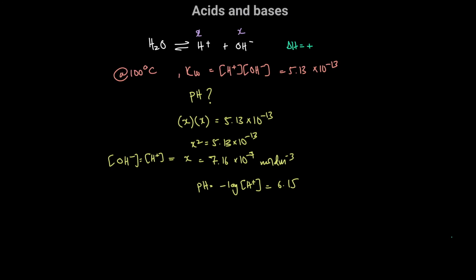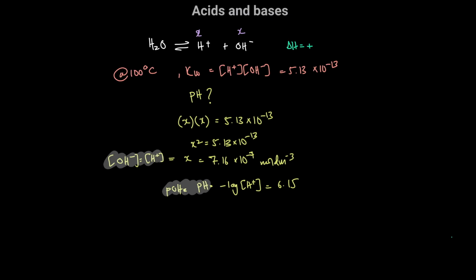So does that mean that water is not neutral at 100 degrees Celsius? Just because the pH is below 7 does not mean that water is not neutral. Over here, the pH is still equal to the pOH. In other words, the concentration of hydroxide ions is equal to the concentration of H+ ions, and that is how we define neutrality. So pure water is still neutral at 100 degrees Celsius. What we learned previously, that a pH of 7 means a neutral solution, is no longer the case.